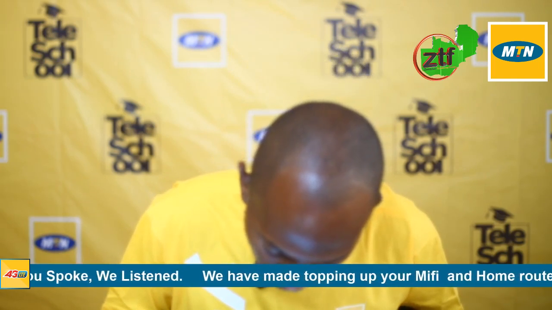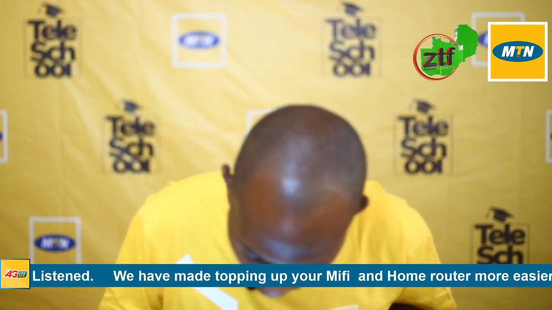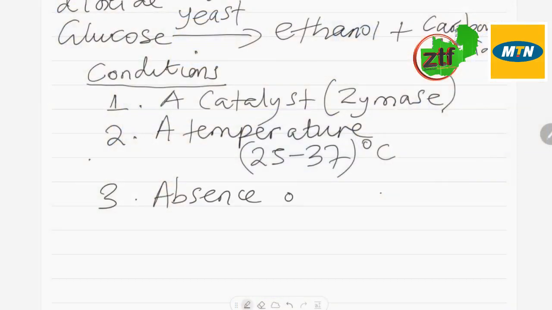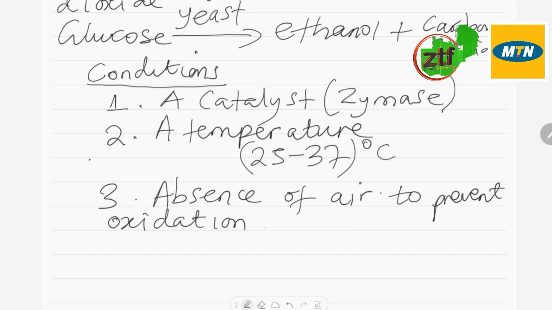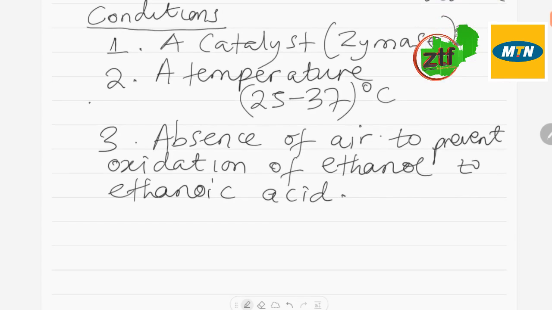Number 3, this reaction of fermentation should also be done in the absence of air. The reason we do that is to prevent oxidation of ethanol to ethanoic acid. Otherwise, if it is done in the presence of air, there will be oxidation of ethanol to ethanoic acid.